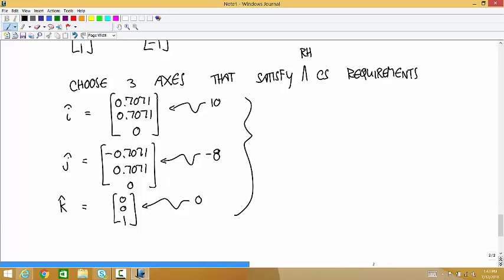So in other words, in the X position of the principal stress tensor, we have the 10. In the Y position, we have the negative 8. And then in the Z position, we have the 0.